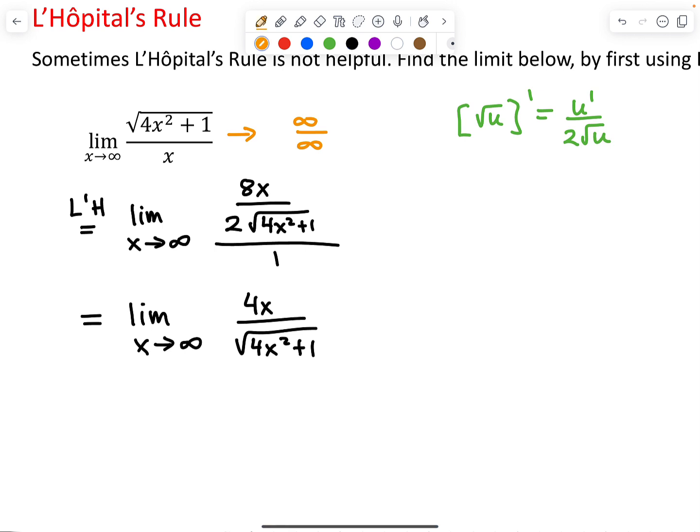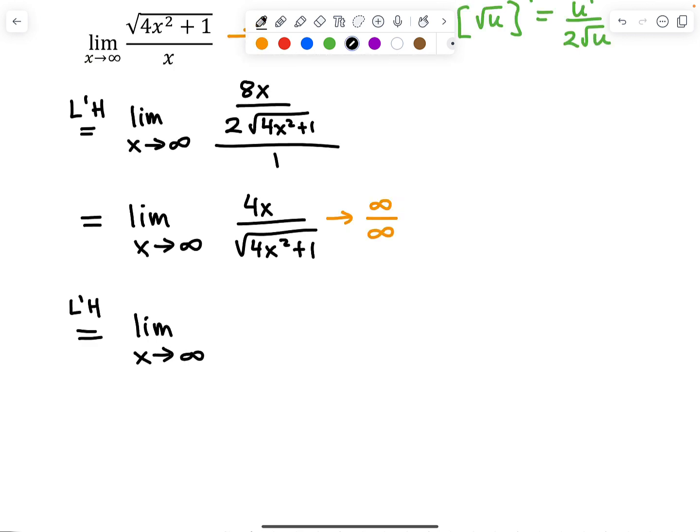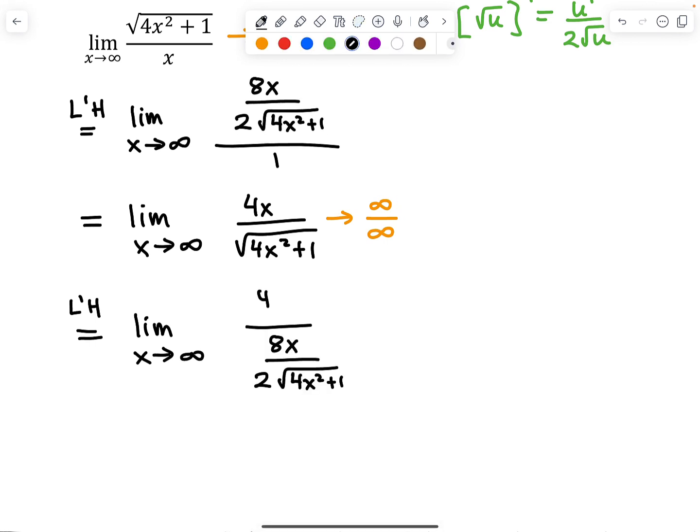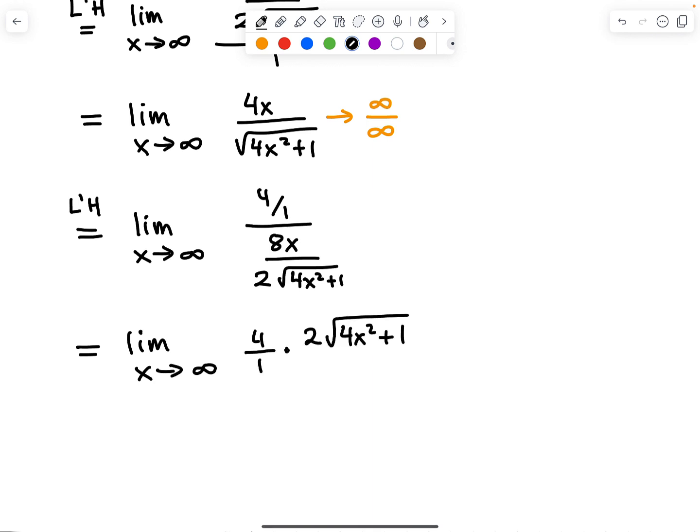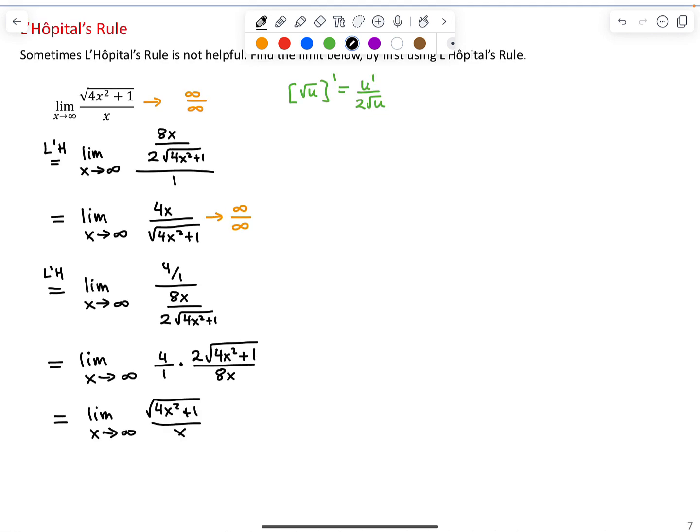As x goes to infinity, the numerator does, and so does the denominator. So this is a trigger for doing L'Hopital's rule again. The derivative of 4x is 4, and the derivative of that denominator is just this again. We'll think of this 4 as 4 over 1, and then invert and multiply. So you have 4 over 1 times 2 times the radical over 8x. And in the end, we wind up getting this limit, which is the original limit. So we've gone in a circle.